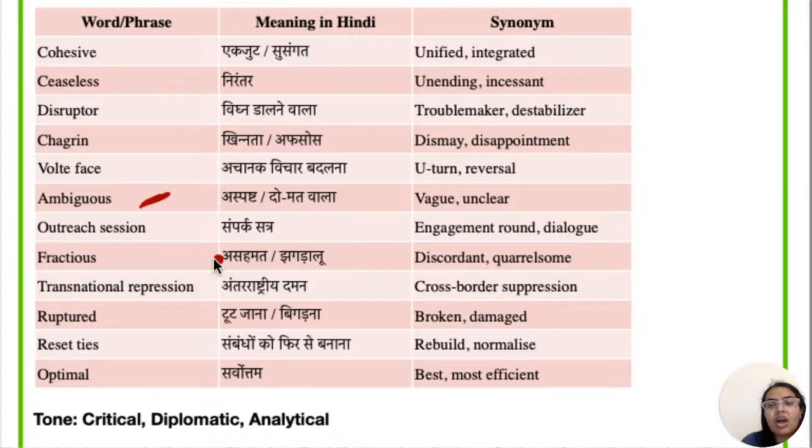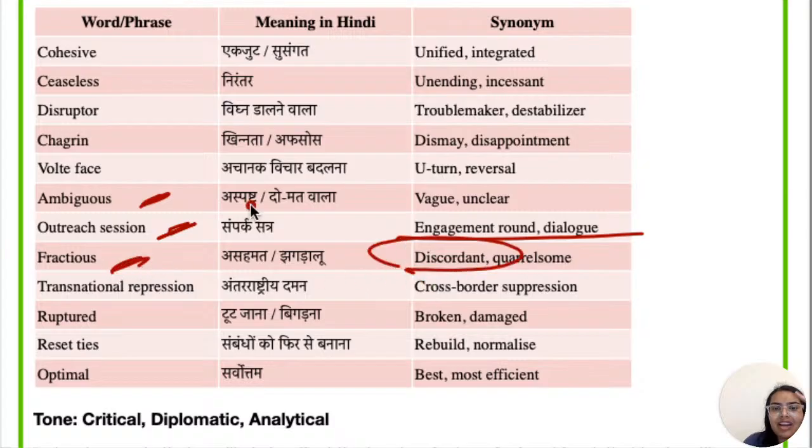Ambiguous is something जहाँ clarity नहीं है. Outreach session is you go to a place to have a conversation, a dialogue, engage करना, संपर्क करना. Fractious is discordant, fraction है उनके बीच में, झगड़ा है, differences है, quarrelsome है. Transnational repression, that is cross border suppression. यहाँ पे cross border means nations के बीच में जो चल रहा है.